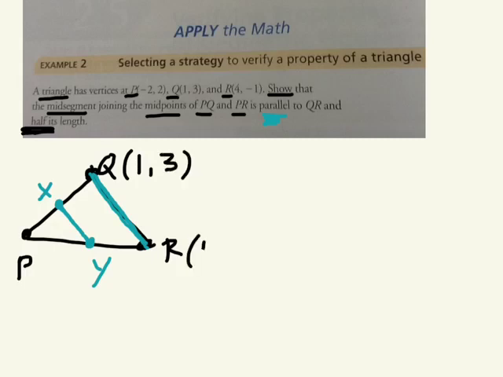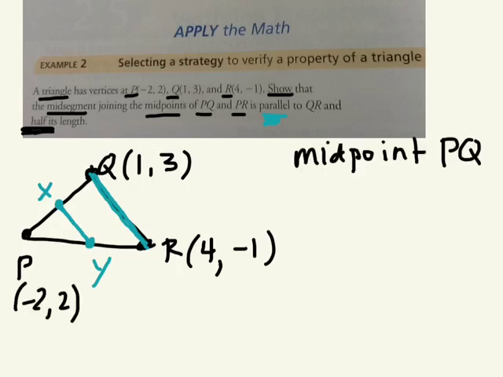Okay, well, we have the coordinates for Q. We have the coordinates for R. Do we have the coordinates for the midpoints X and Y? No, we need to find the midpoints. So first thing we're going to do is find the midpoint of PQ. How do we find midpoint?